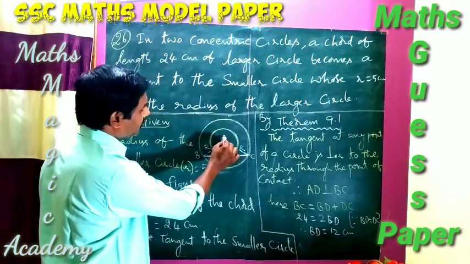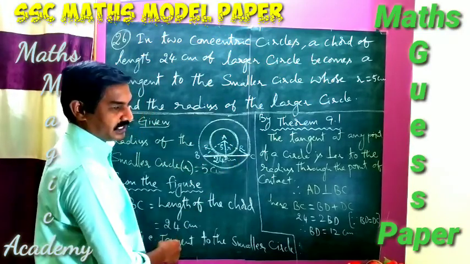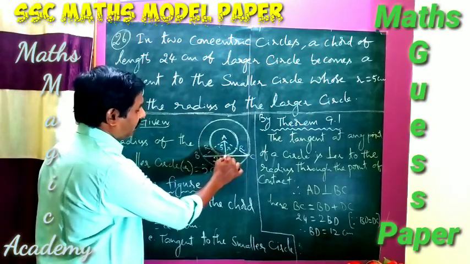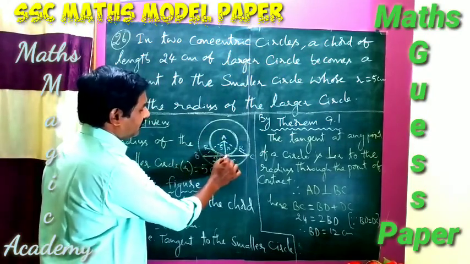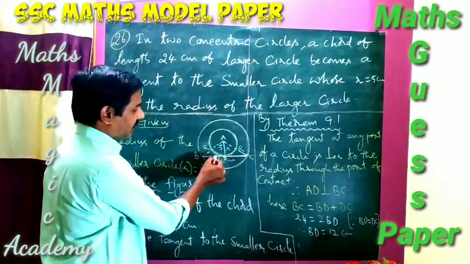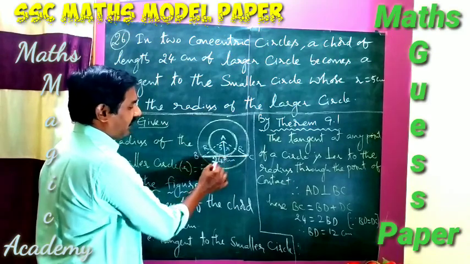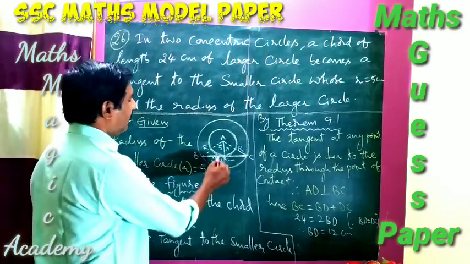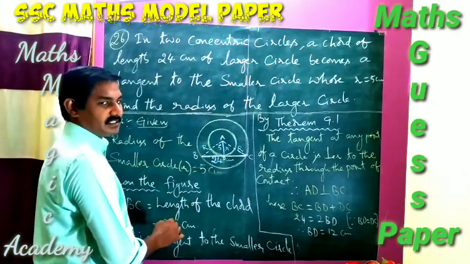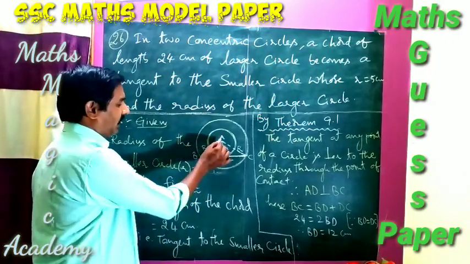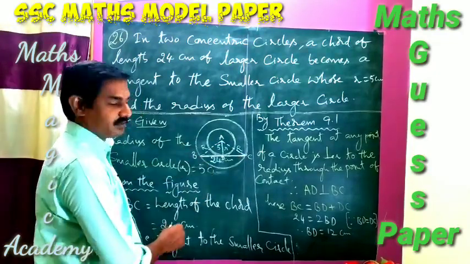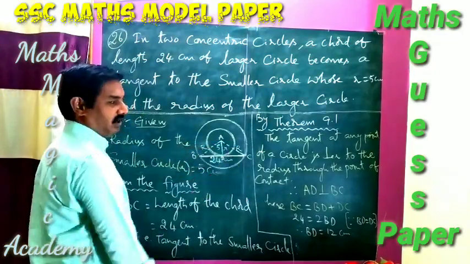We are assuming the center of the circle as A, and the chord is BC. The point where it touches the smaller circle, since it is a tangent, is the point of contact D. Like that we are assuming, and this radius AD is 5 centimeters, given as small r. And AB and AC are both the larger radius, which we assume as capital R.